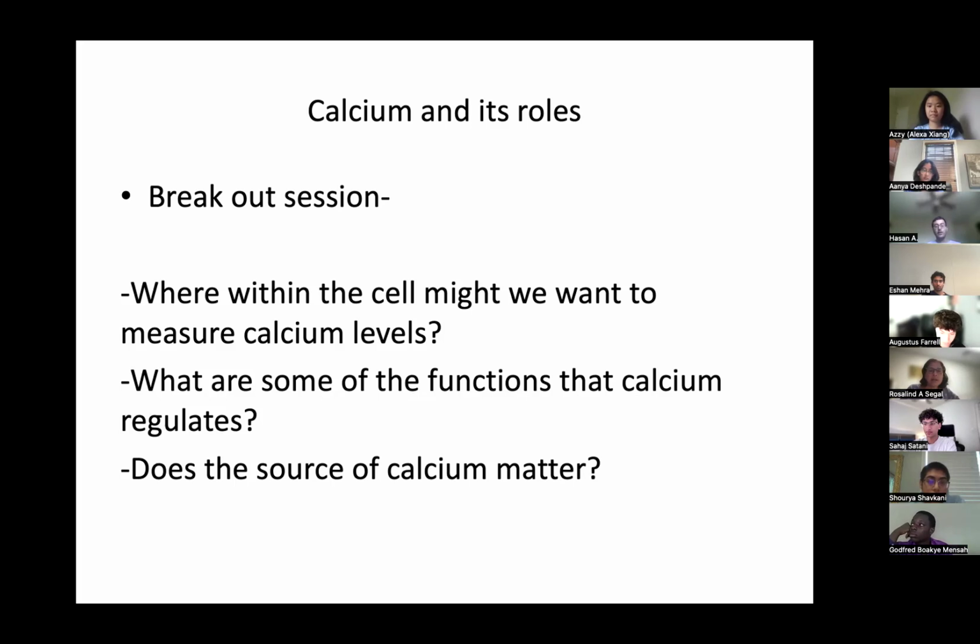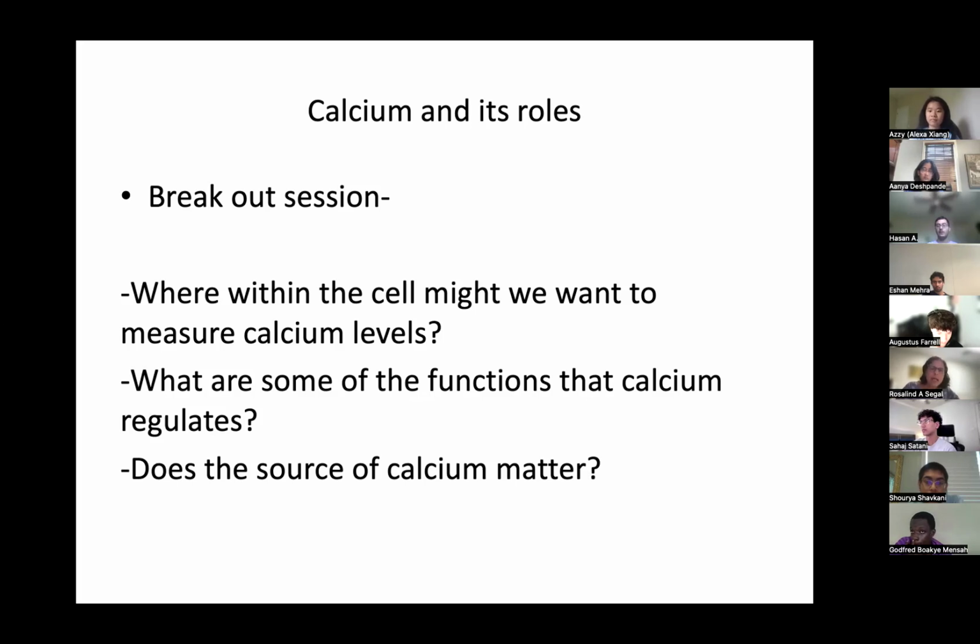Yeah, I had an answer that I think answers the first two questions. One place that we might need to measure calcium levels is within the nucleus of specifically nerve cells, because I know that a rise in calcium concentration leads to an action potential signal, which does lead to neural transportation and neural communication.